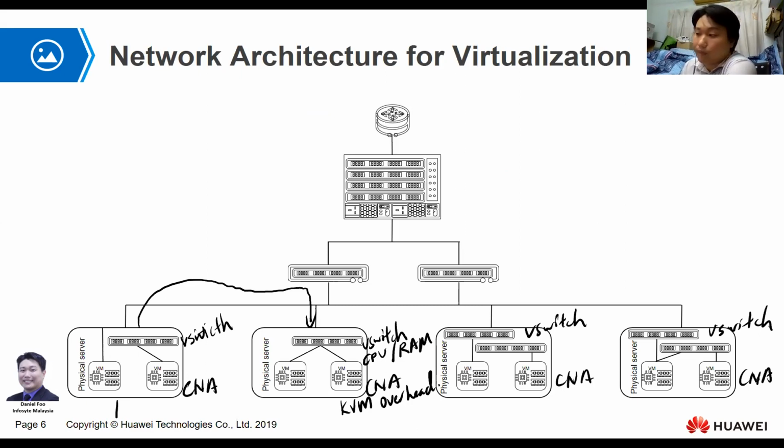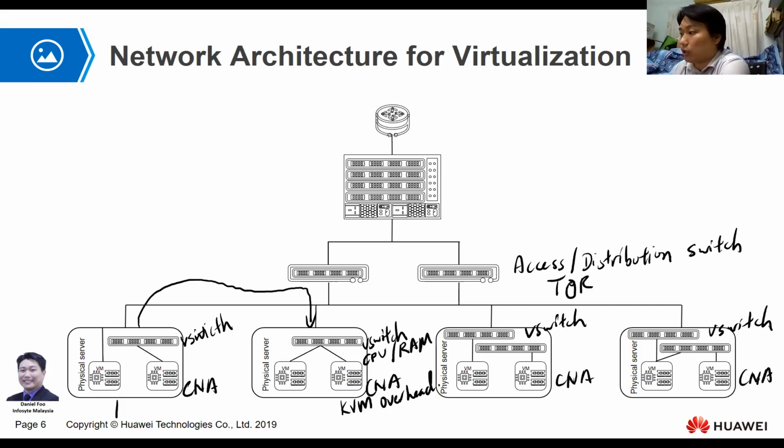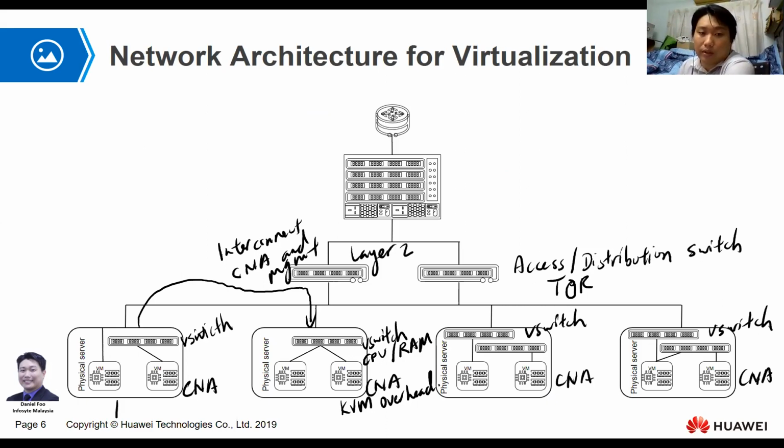server itself. Over here, you will have your access switch, and sometimes they call it the distribution switch, depending on which name you are using. We sometimes also call it the top of rack (TOR) switch. This is used to interconnect the CNA and management. This layer is mainly used for your CNA to communicate with each other, if you are running on, for example, a flat layer 2 network.